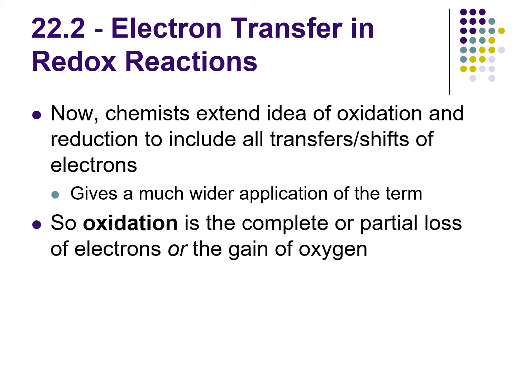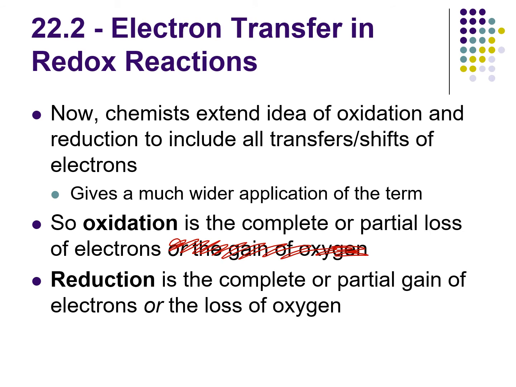So what we have to remember is oxidation is really in terms of this loss of electrons. Oxidation is loss of electrons. We could view it as the gain of oxygen, but don't. I would really just ignore that piece there. It's really about that loss of electrons. Likewise, reduction is the complete or partial gain of electrons or the loss of oxygen, but again, let's not focus on it in terms of oxygen. It's really all about what's happening with electrons. Oxidation is the loss of electrons. Reduction is the gain of electrons.